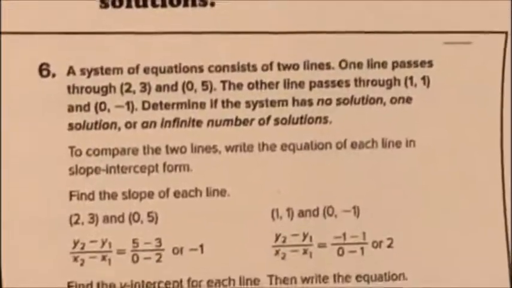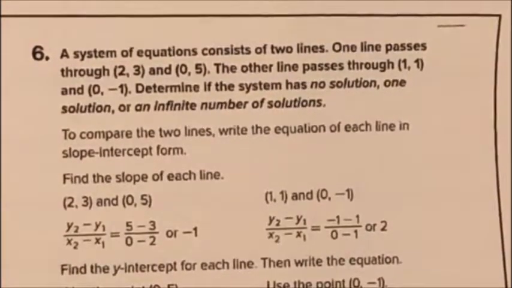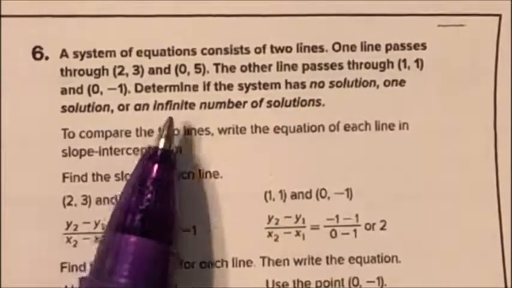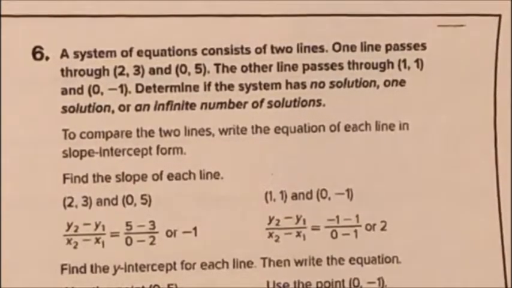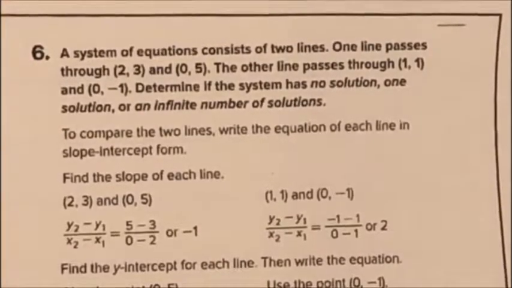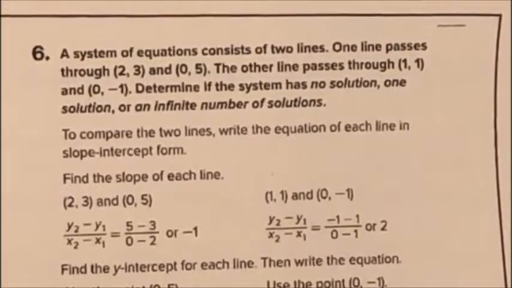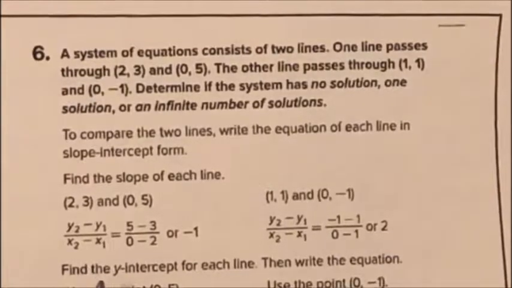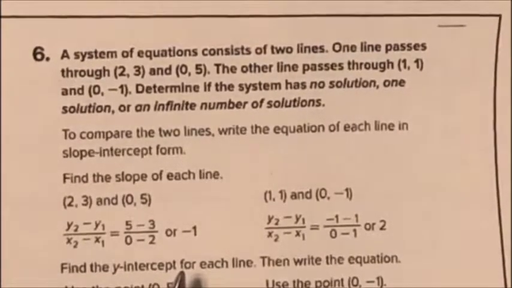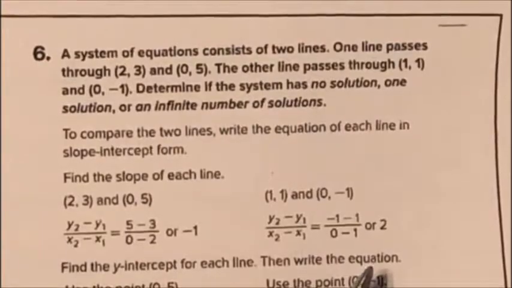Problem number 6. Systems of equations consist of 2 lines. One line passes through (2, 3) and (0, 5). The other line passes through (1, 1) and (0, -1). Determine if the system has no solution, 1 solution, or an infinite number of solutions. Okay, so I solve for my slopes for each of my 2 lines. The slope of my first line is -1. Slope of my second line is 2.